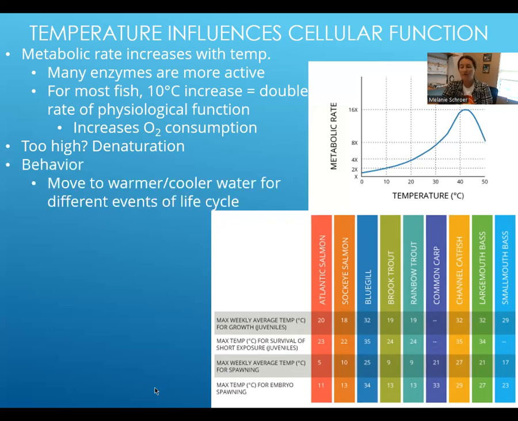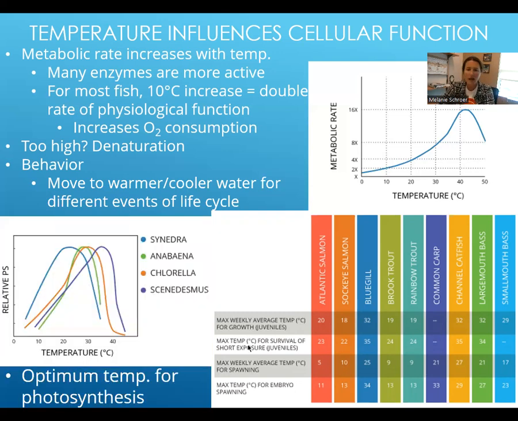And so fish, luckily for them, do have the ability to move. A lot of these guys have actually developed this behavior to move to warmer or cooler water during different events in their life cycle. So they might go upstream to spawn where it's cooler, or they might go downstream to spawn when it's cooler, or vice versa. Okay. Similar to animals, plants experience the same type of zones of tolerance in terms of temperature.